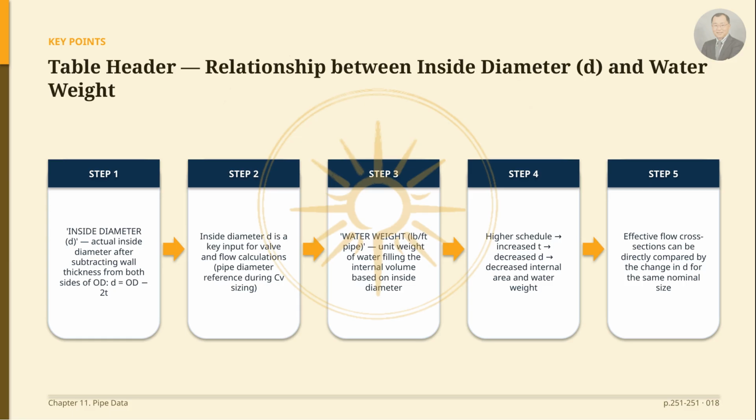The water weight, expressed in pounds per foot, is the weight per unit length when the internal volume based on this inside diameter is filled with water. As the schedule increases, the wall thickness T increases, which reduces the inside diameter d, and consequently, the internal area and water weight also decrease. Therefore, even for the same nominal pipe, you can immediately compare how the effective flow area changes just by looking at the change in inside diameter d.